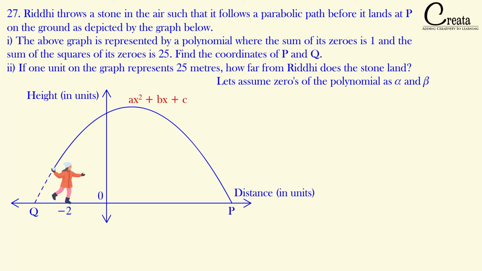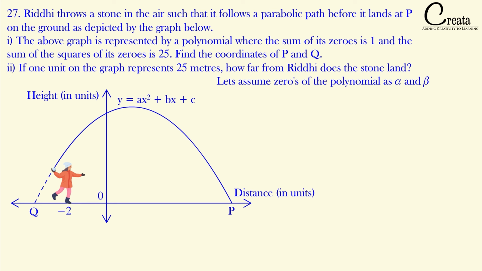This is a polynomial. Let's assume this as y. y is equal to ax square plus bx plus c. That is a parabola. The point where y is equal to 0, that is these 2 points, will be alpha and beta. They are the zeros of the polynomial. If we are able to find the zeros of the polynomial, we will be able to find the coordinates of the points P and Q that we are looking for. Let's solve this question, you will understand it more.